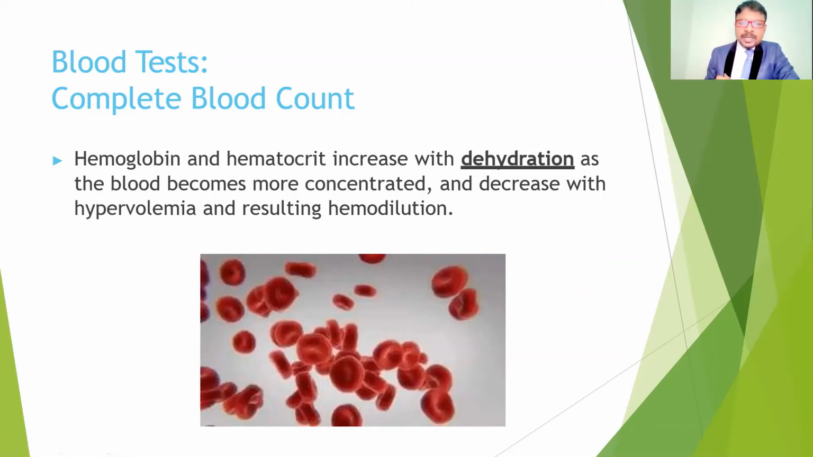And hypervolemia decreases the hemoglobin percentage and also the hematocrit percentage. So these decrease with hypervolemia, resulting in hemodilution. If there is hemodilution, the hemoglobin percentage is going to decrease because of the hypervolemia. That means increased volume.